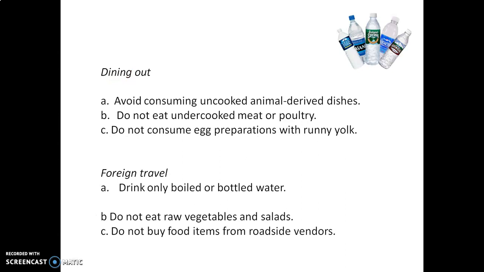And another aspect is dining out. Avoid consuming undercooked animal derived dishes. Do not eat undercooked meat or poultry. Do not consume egg preparations with runny yolk. While traveling abroad, drink only boiled or bottled water. Do not eat raw vegetables and salads. Do not buy food items from roadside vendors. Thereby we can protect ourselves even while traveling.